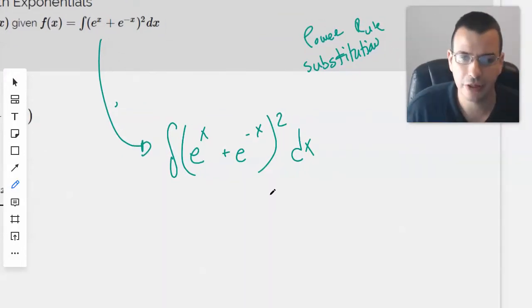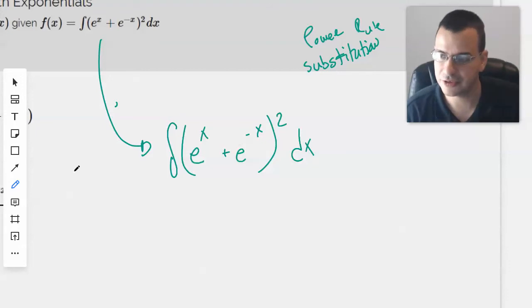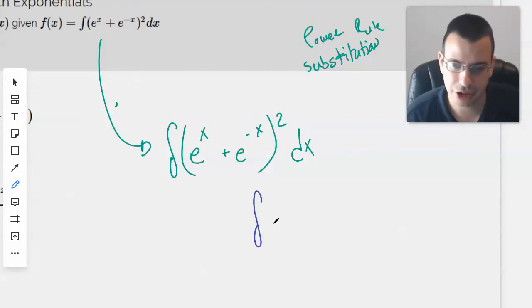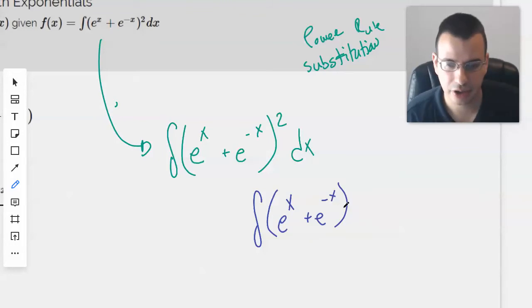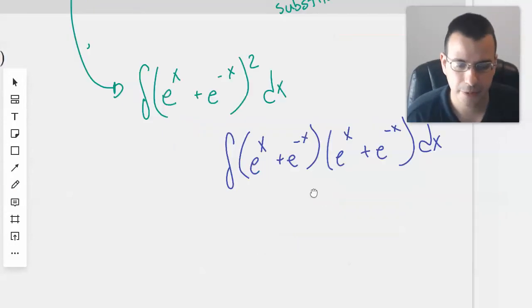So for this one, I'm going to start by simplifying it because we can figure out what e to the x plus e to the negative x squared is. That's just foiling. And so first thing we're going to do is go for that. So this is e to the x plus e to the negative x times e to the x plus e to the negative x dx.